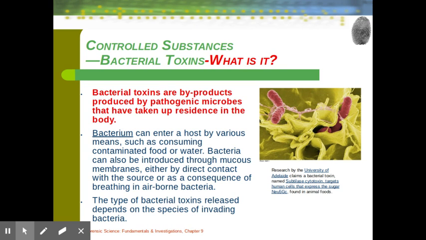All right, bacterial toxins. What are those? Bacterial toxins are byproducts produced by pathogenic microbes that have taken up residence in the body. Yum. So bacteria can enter the host through contamination of food or water, introduction to the mucous membrane, or direct contact. Some of them are airborne.